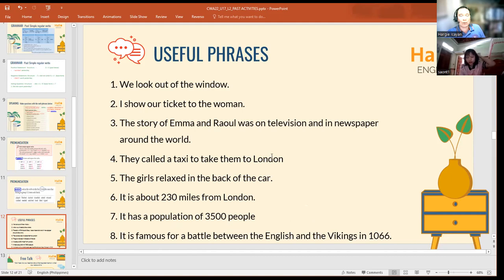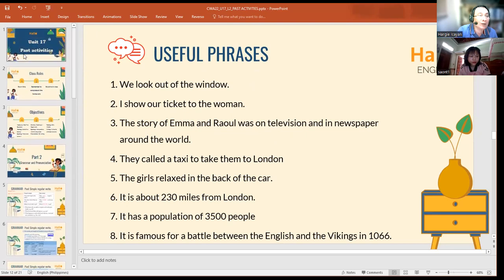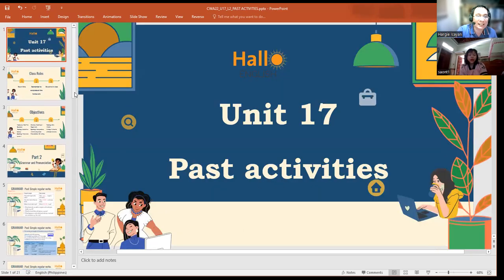1066. Okay, so 1,066 years, right? When we say it is famous for a battle between the English, during those times there would be, for example, a battle. They fight between the English and the Vikings, the people who are living in there. Okay, these are the useful phrases that we use in that particular lesson, all about past activities.